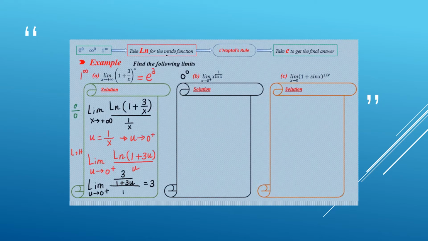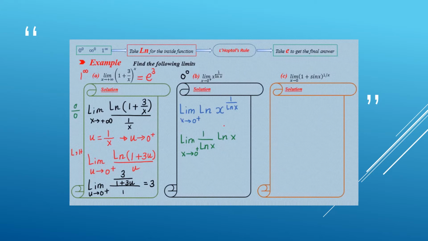So you have to take ln for the inside function, and we have limit ln of x to the power 1 over ln of x when x goes to 0 from right. Now this is a power, so you have to put it down as a property of natural logarithm. So we have limit 1 over ln of x multiplied by ln of x when x goes to 0 from right.